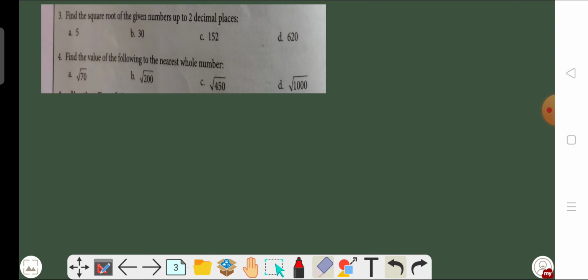So how can we find it? Look at the C part of question number third. What is the C part? 152. Now by the division method, what do we have to do? We have to first make pairs starting from the unit place. So the first pair is 52 and then we are left with a single number, that is 1. So our first divisor is 1. If the divisor is 1, then the quotient must be 1. So 1 1 ja 1, remainder is 0. Now we have to bring this 52 down.